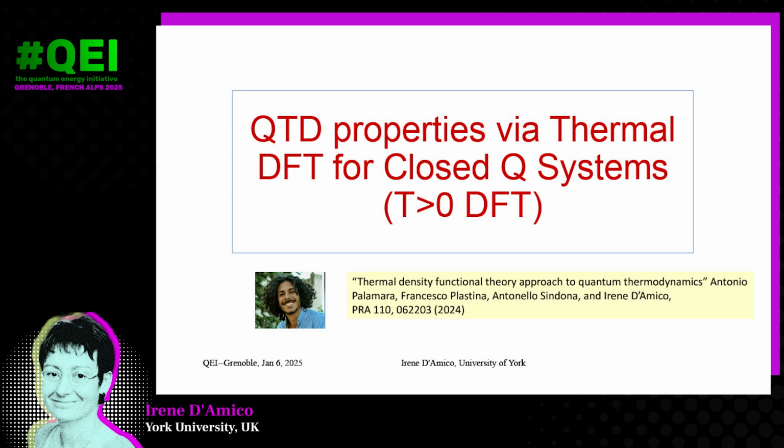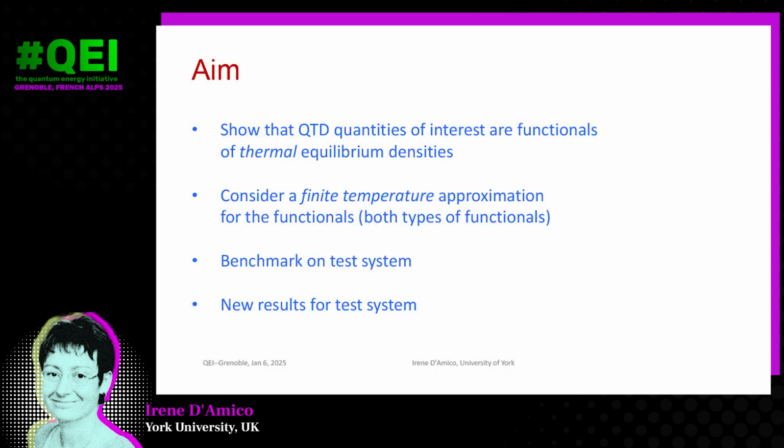And we have derived, as you can read, quantum thermodynamic properties via thermal density functional theory in the case of closed quantum systems. So we want to show that the quantum thermodynamic properties of interest can actually be written as functionals, demonstrate, first of all, that they are functionals of thermal equilibrium densities. And then we went to find workable expressions. And then, as I said, benchmark on test systems and calculate some new results.